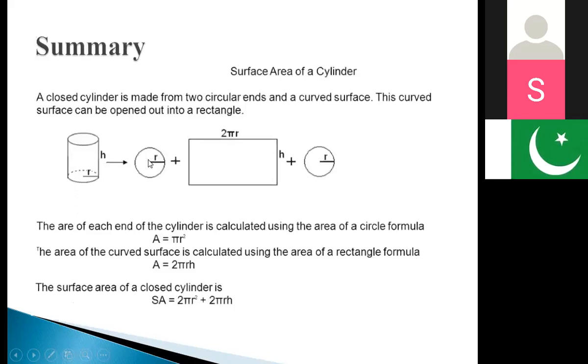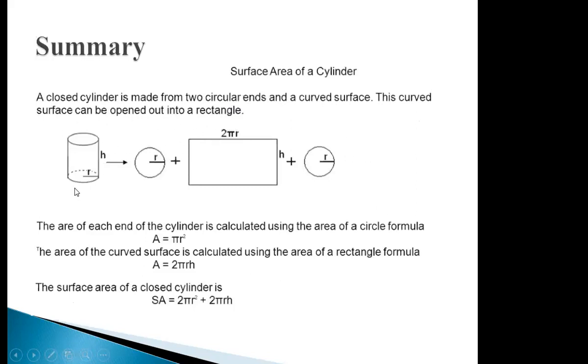Okay, let's do the summary, a recap. A closed cylinder is made up of two circular ends and a curved surface area. The surface area can be opened out into a rectangle. Imagine you have a cylinder in front of you, open it, you will get one circle with radius r. The rectangle's breadth is the height, h. Length is 2 pi r.